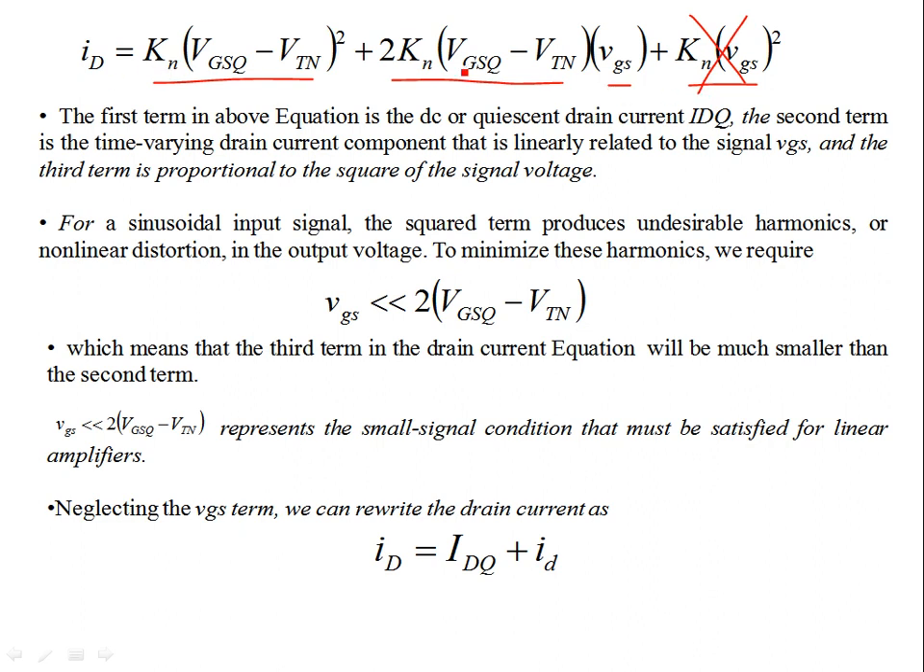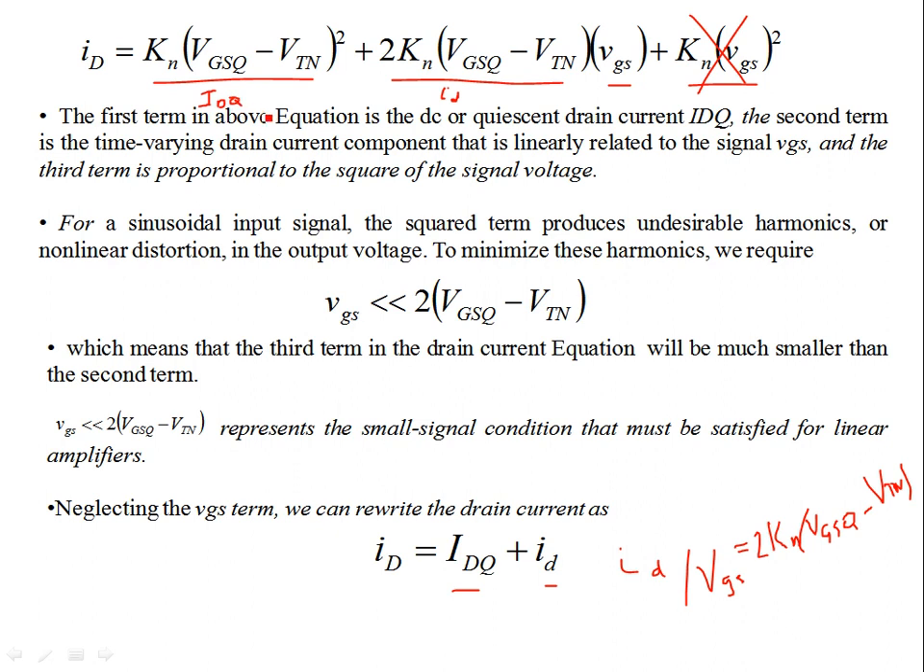Now if you consider the AC part, this is the DC part. That means the drain current is going to have both DC and AC currents, and basically your id is this part. If you take the ratio of id divided by vgs and look at the second term, you are left with nothing but twice Kn times (VGSQ minus VTN). So that's your transconductance gain. Since this part is your DC part, call this IDQ.